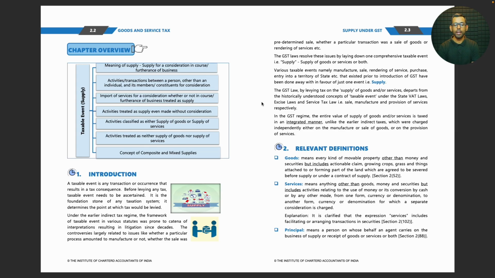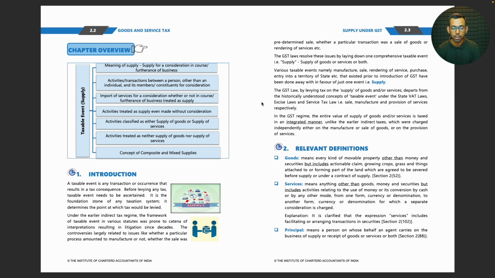Introduction. A taxable event is any transaction or occurrence that results in a tax consequence. Before levying any tax, the taxable event needs to be ascertained. It is the foundation stone of any taxation system. It determines the point at which tax would be levied.